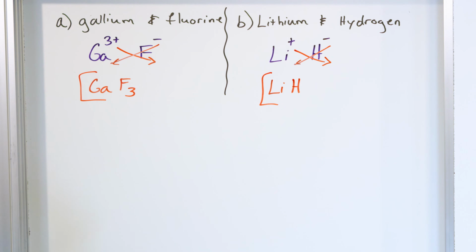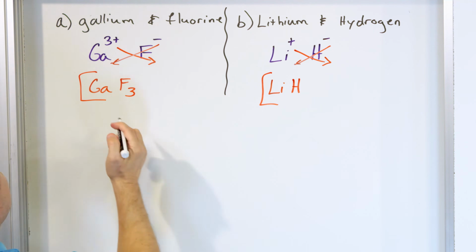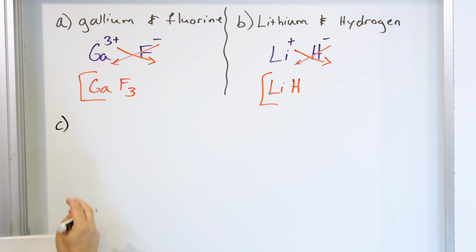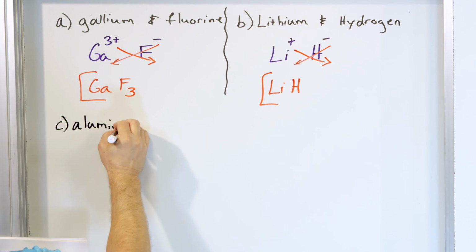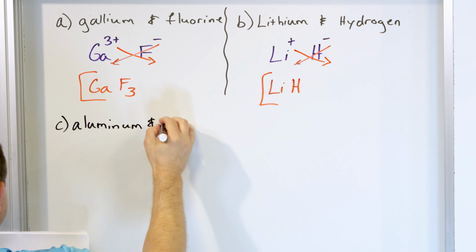All right, let's take a look at the next one. All right, let's say that we're told that aluminum is going to combine with iodine.